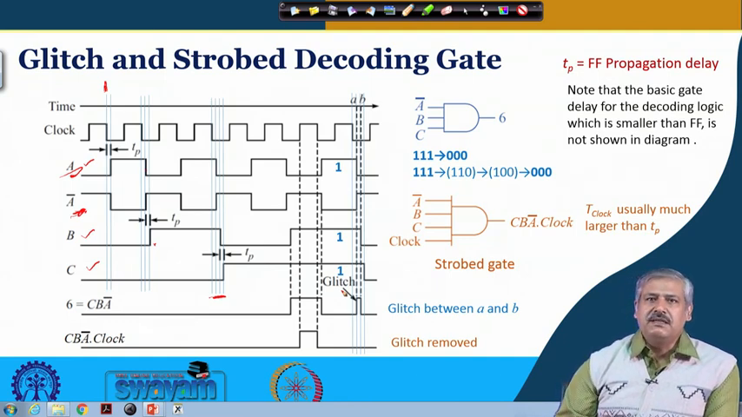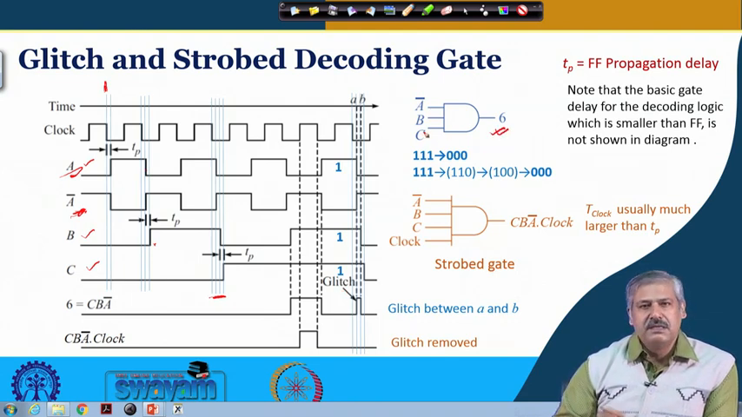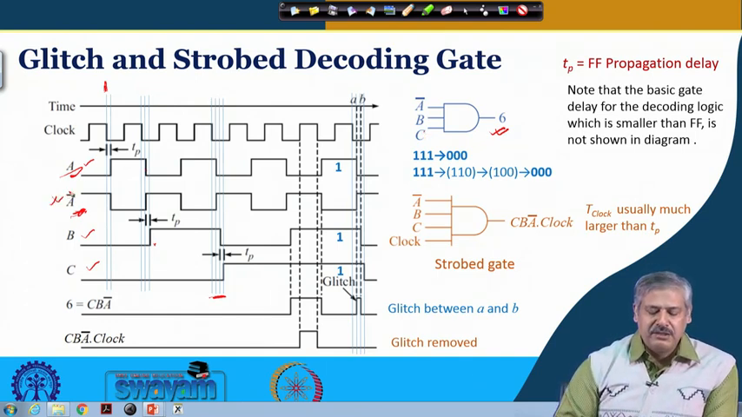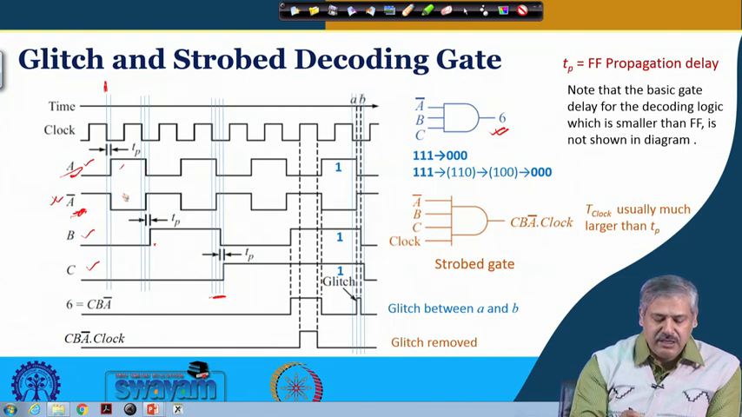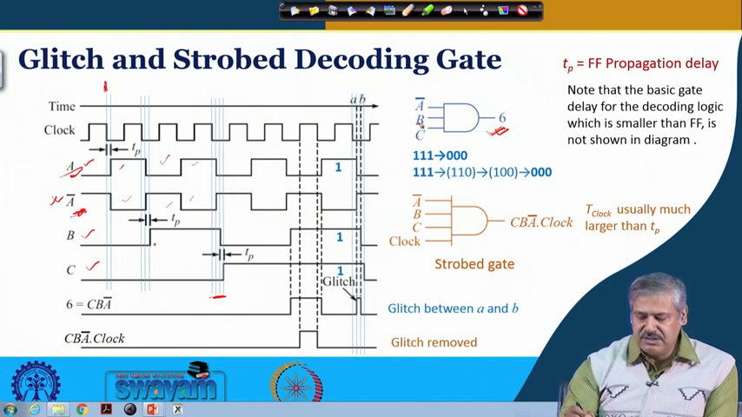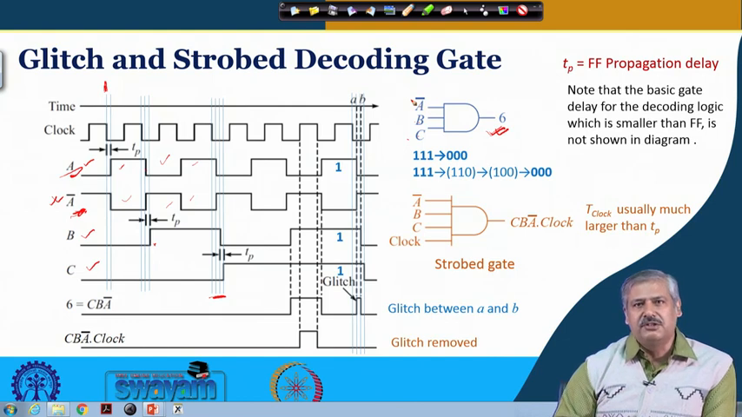Now, consider that we are looking for a count of 6. Then the decoding logic required is C, B, A bar. A bar is the complemented output of flip flop A. So, whenever A is going high, A bar is going low and vice versa. That is what is there in the A bar waveform, and the output will go high when C is 1, B is 1 and A is 0, that is A bar is 1.